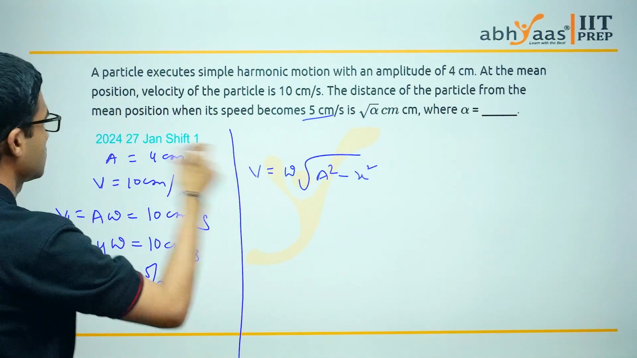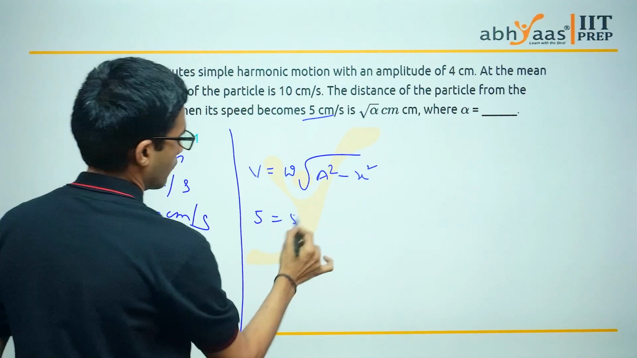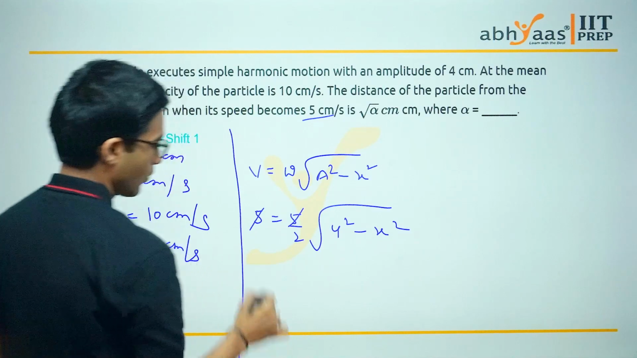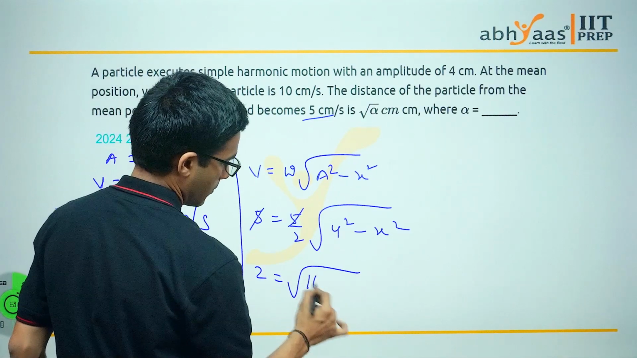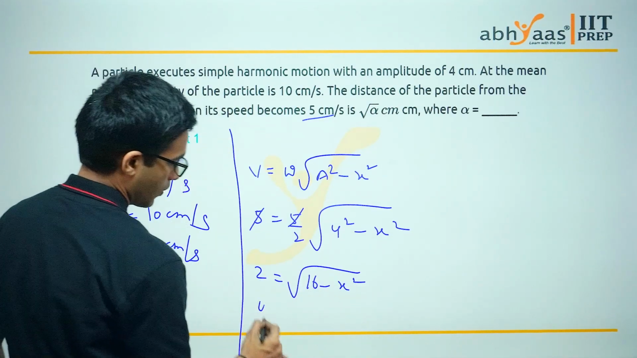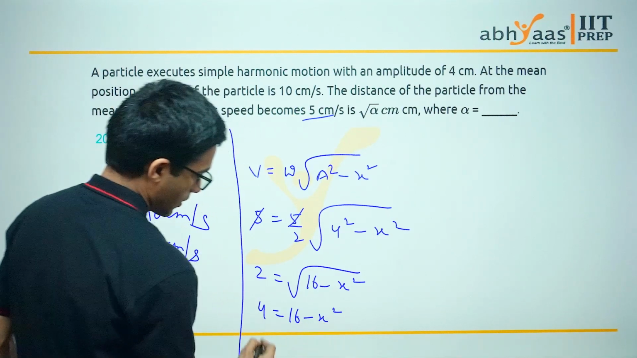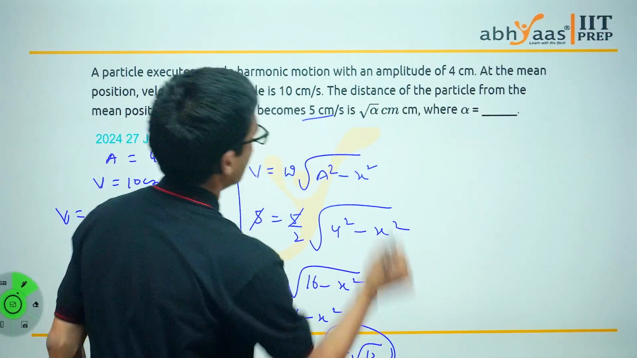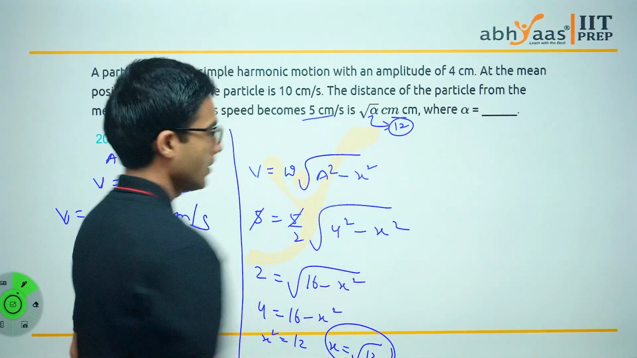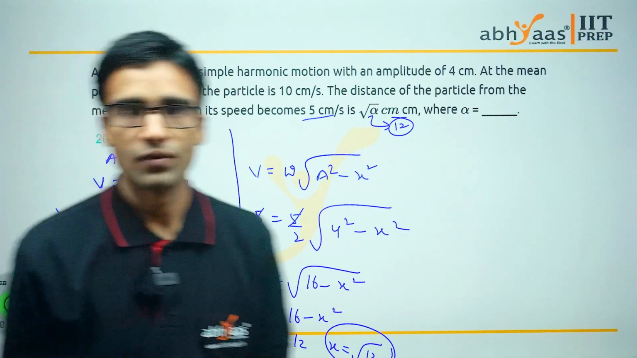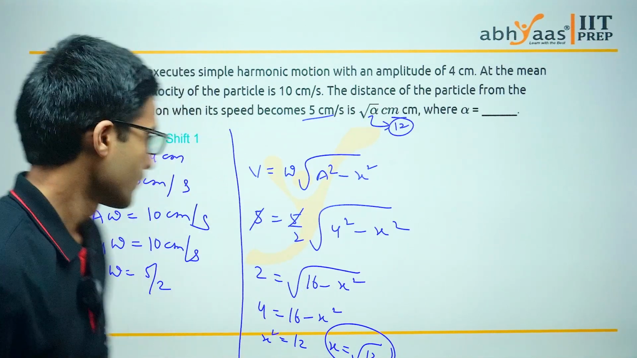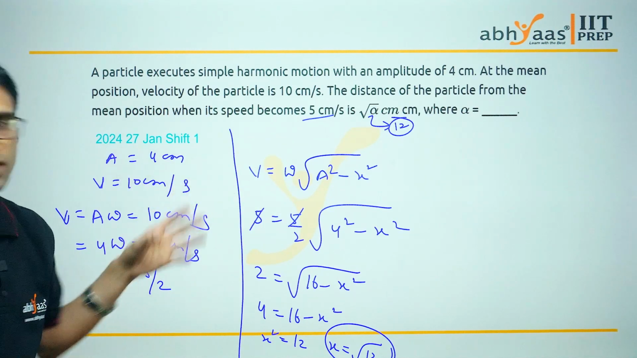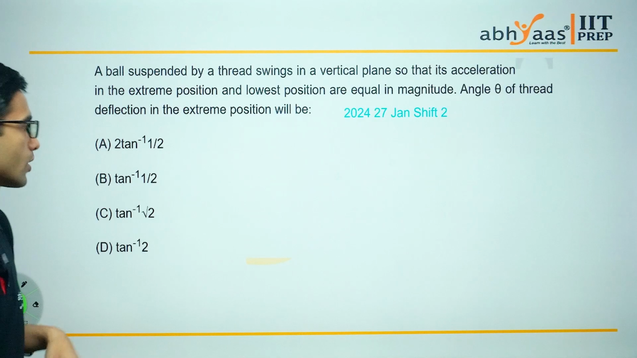The velocity at that point is 5 centimeter per second, equal to 5 by 2 into root of a square, which is 4 square, minus x square. Cancelled. So then 2 is equal to root of 16 minus x square. So that is 4 is equal to 16 minus x square. x square is equal to 12, x equal to root 12. So that means alpha is 12. If you know the velocity formula, you can easily get the answer. This is also one of the easiest questions. First you calculate omega and substitute in this equation, you will get the x value. Okay, now going to the next question.